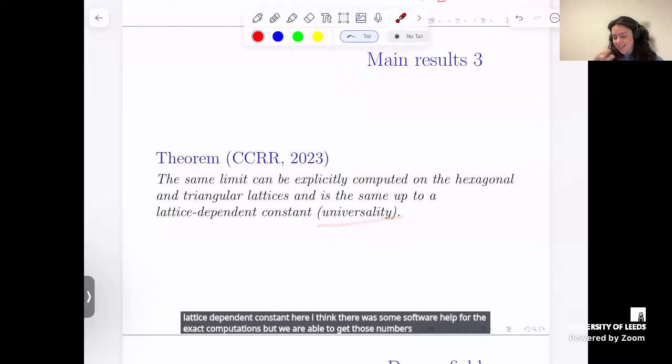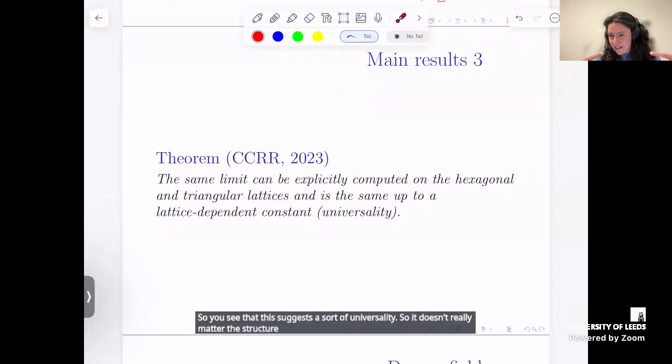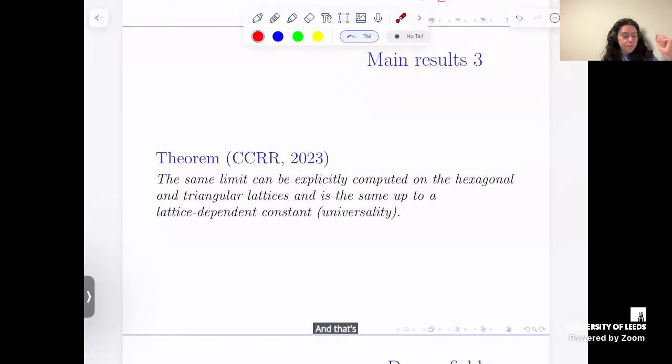So you see that this suggests a sort of universality. It doesn't really matter the structure you're using underneath. Essentially, the limiting cumulants are the same. They are quite robust to the lattice where you're working on. And that's result number 3.